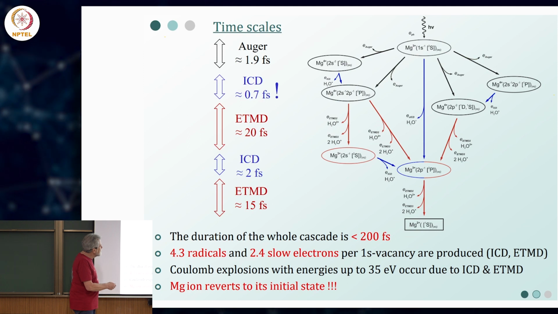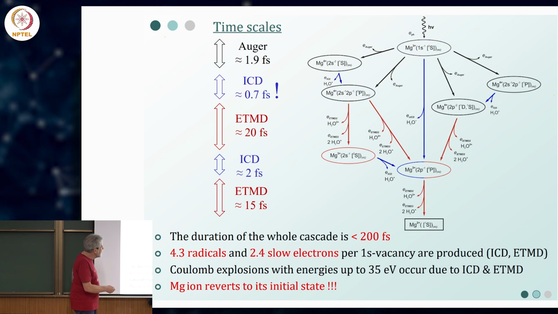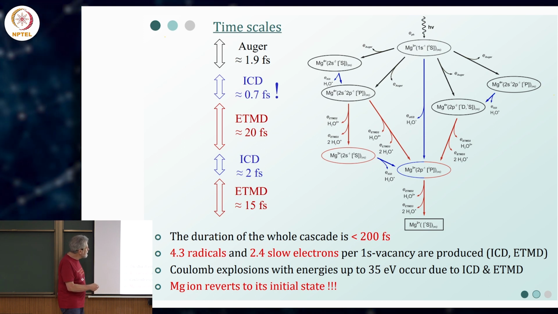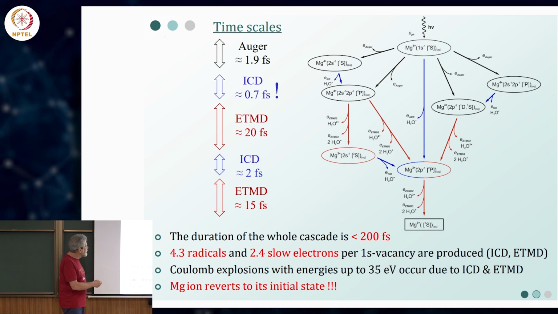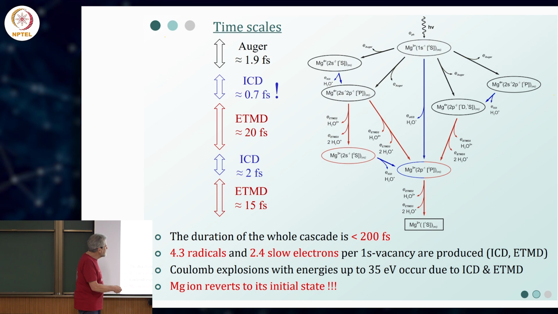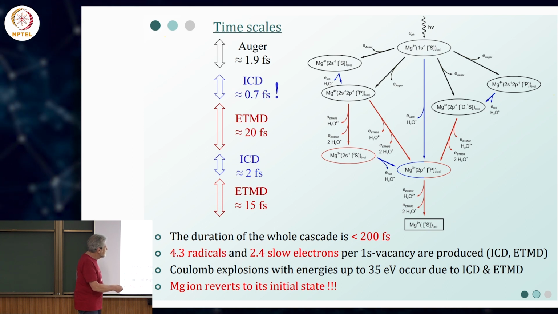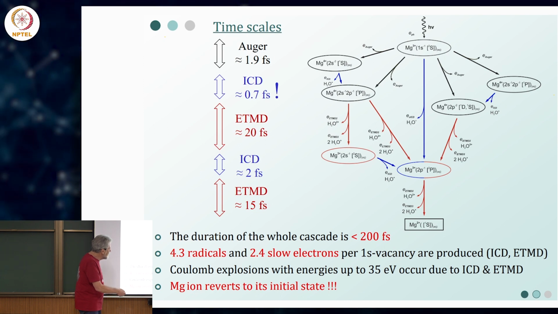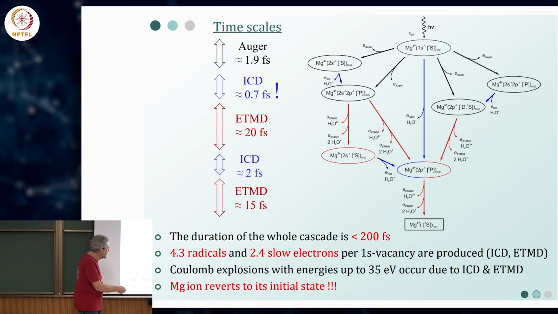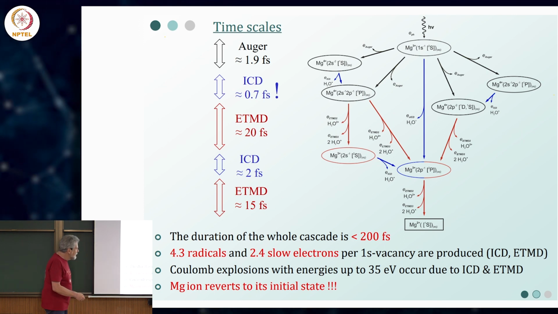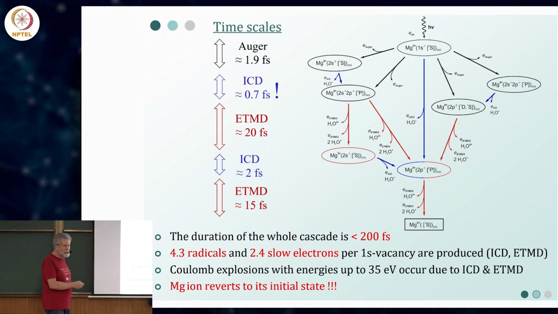Okay, now, so we are here, and here, and here, and now ICD here is again open. This ICD is a bit slower. It's now 2 femtoseconds. ETMD, you see, is much slower than that, but still fast because of the number of neighbors. Now, so ICD will happen. You again produce a water radical and a slow electron, ICD electron, and now you are here. You are 3+. Now ETMD can happen, and you again, by ETMD 2 or 3, you produce 2 or 1 of these ionized waters. And where do you end? Magnesium 2+, where I started.